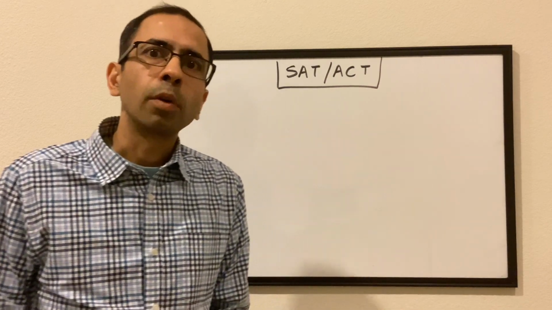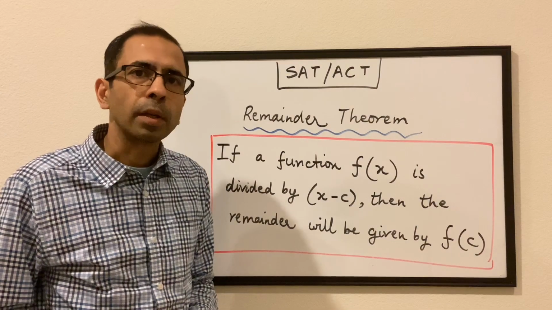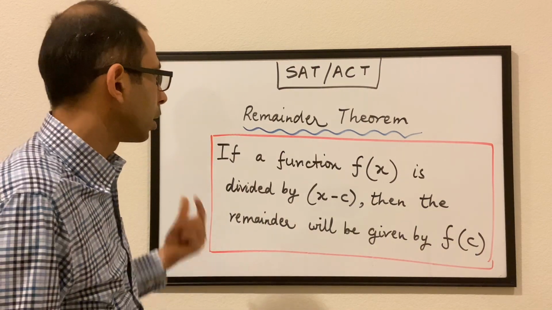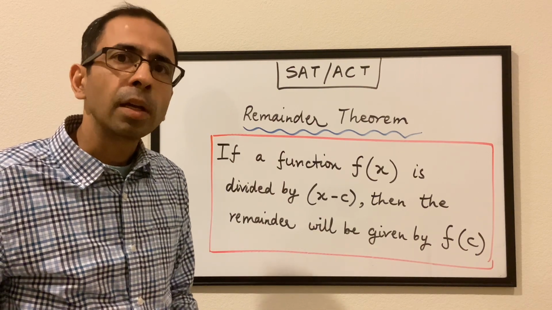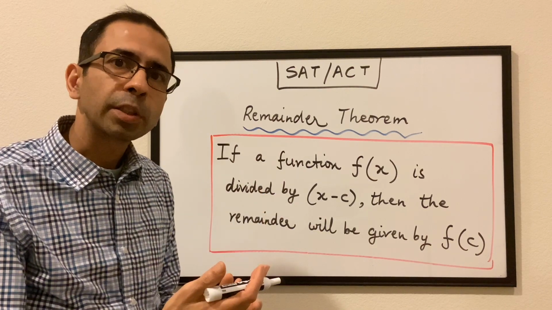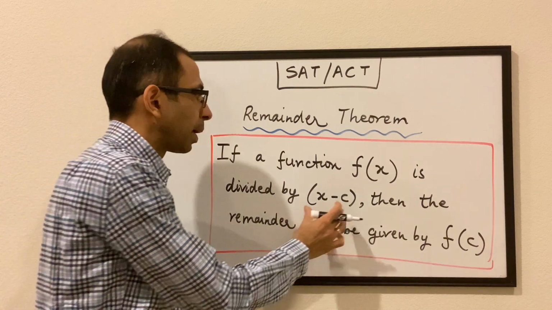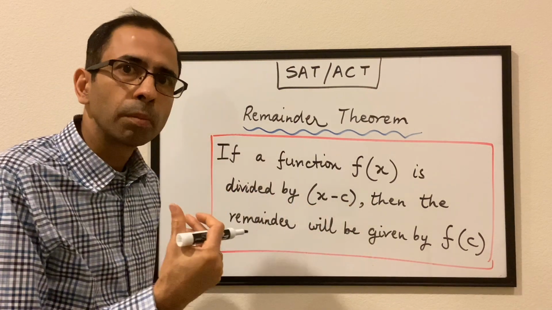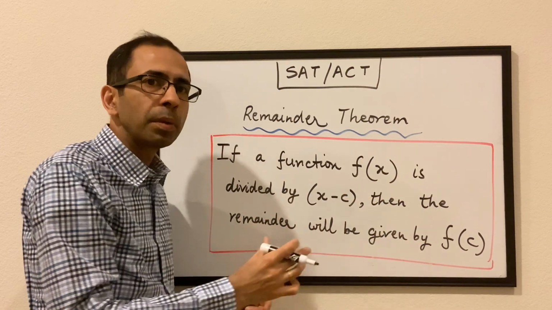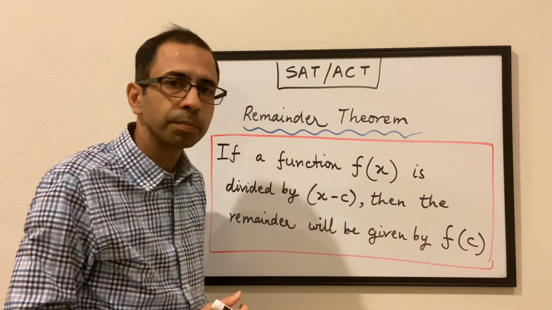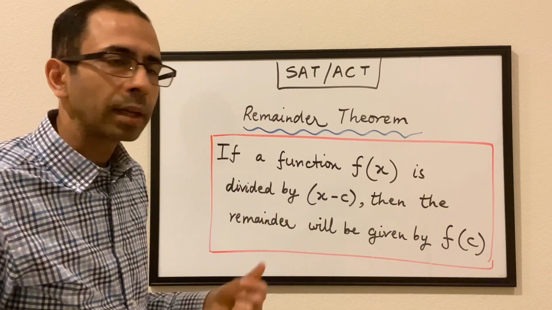So let's do a deep dive on the remainder theorem. What's the remainder theorem? The remainder theorem says that if we have a function f(x), and we divide that function f(x) by x minus c, or another binomial x minus c, the remainder would be given by f of c. Let's take a quick example.